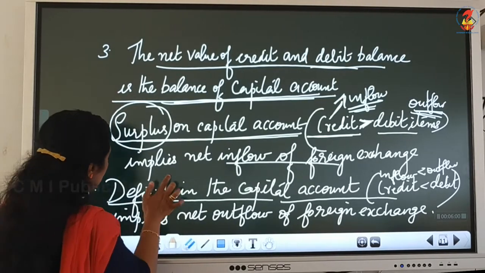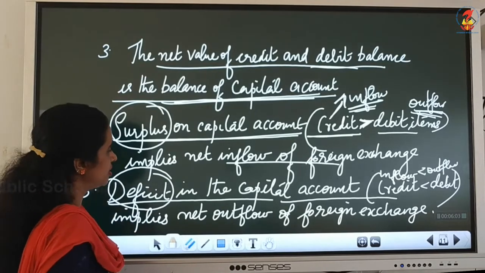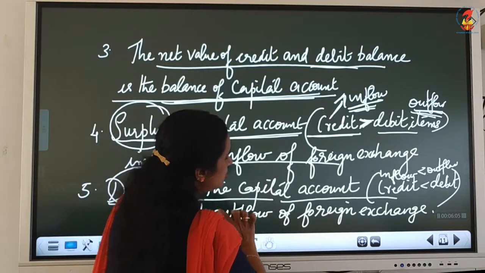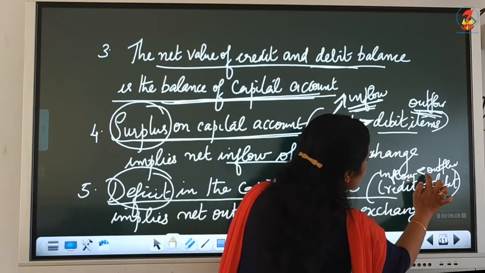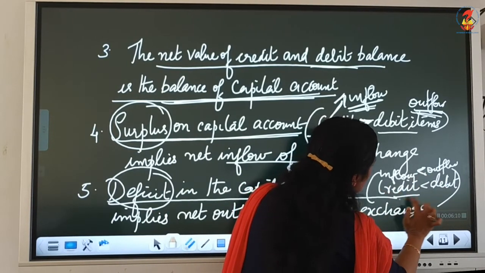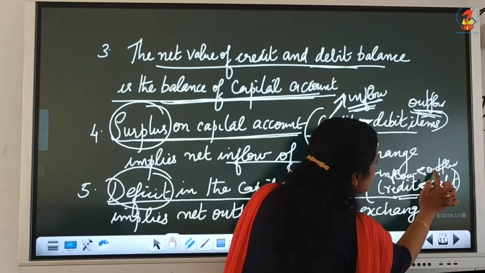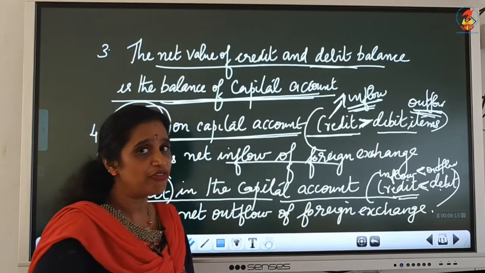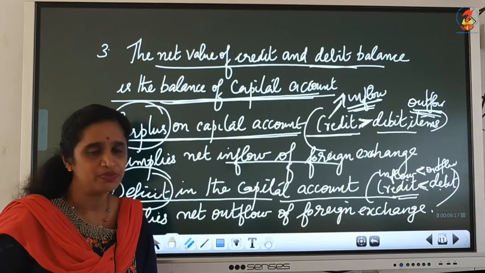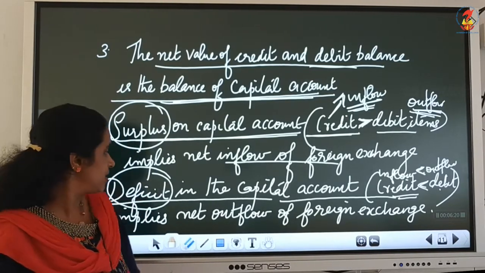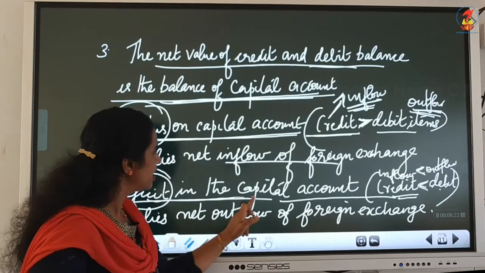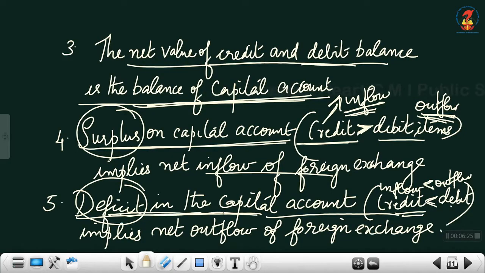Now, when will there be a deficit in the capital account? Deficit in the capital account happens when inflow is less than outflow. That means credit is less than debit. So when inflow is less than outflow, the country experiences a deficit in the capital account. So the 2 points, surplus on capital account where credit is greater than debit implies net inflow of foreign exchange.